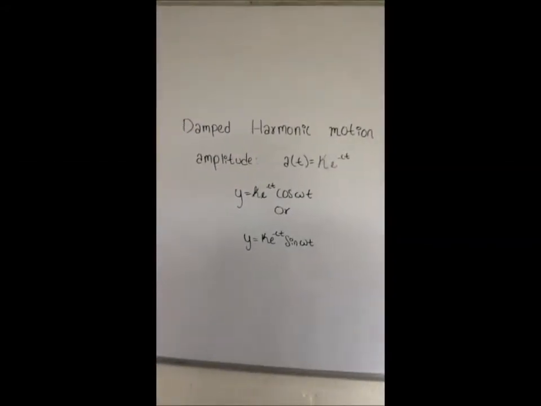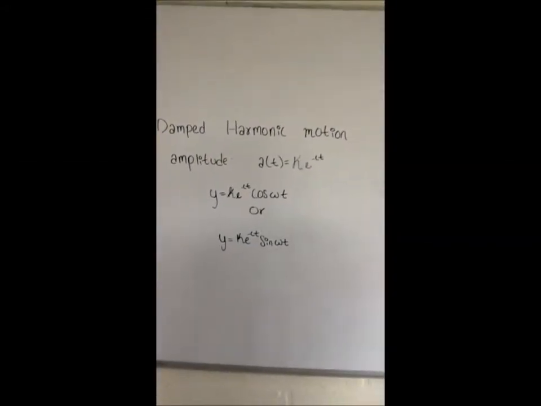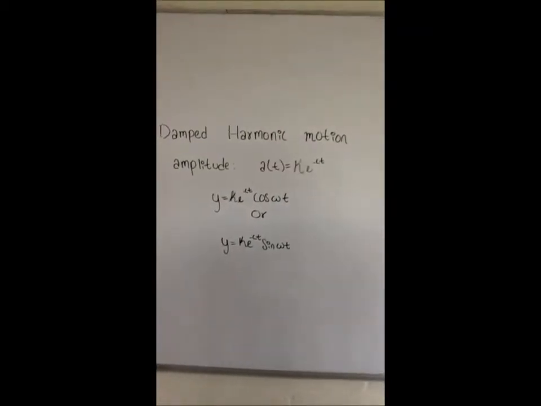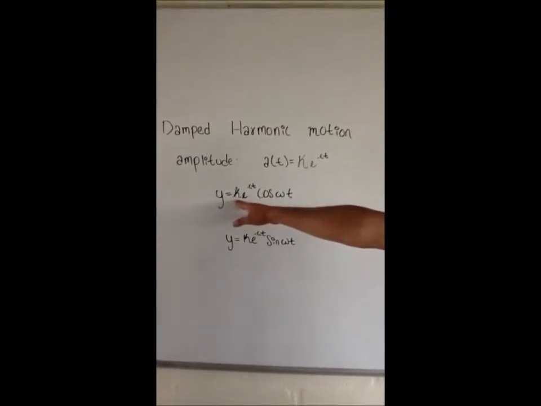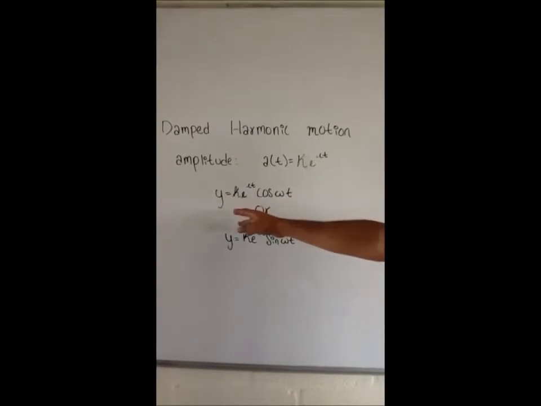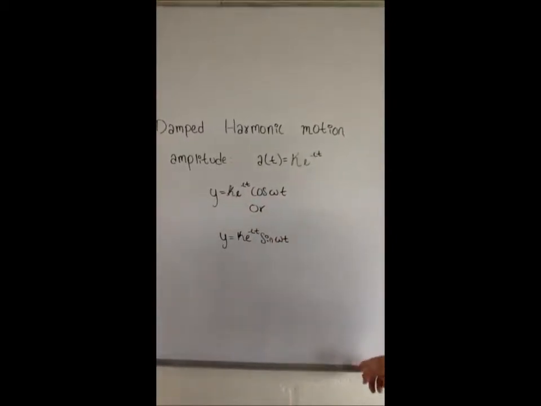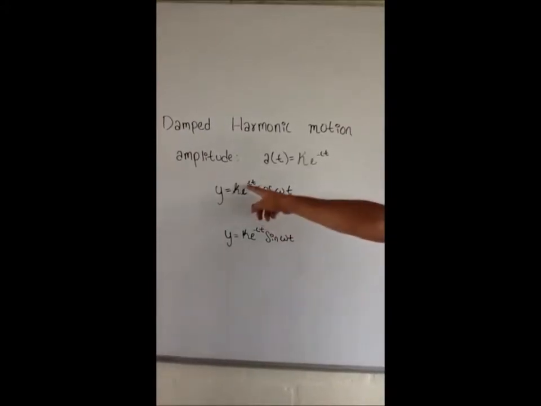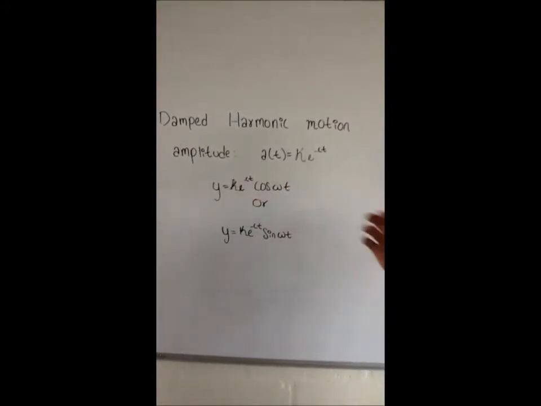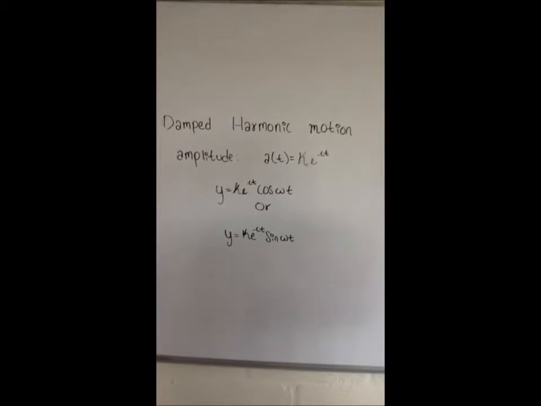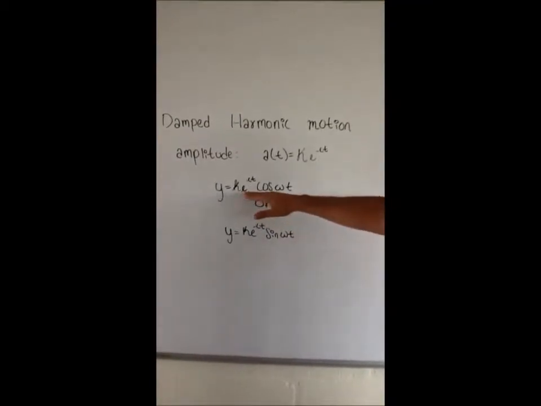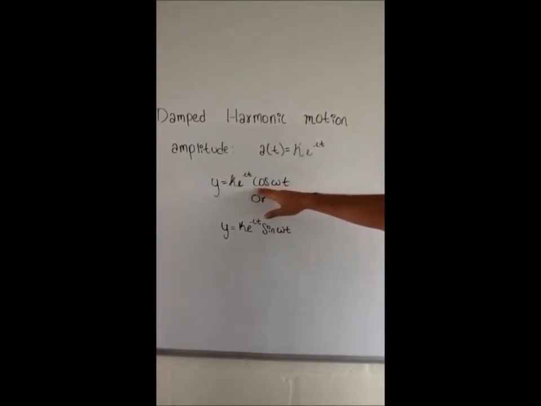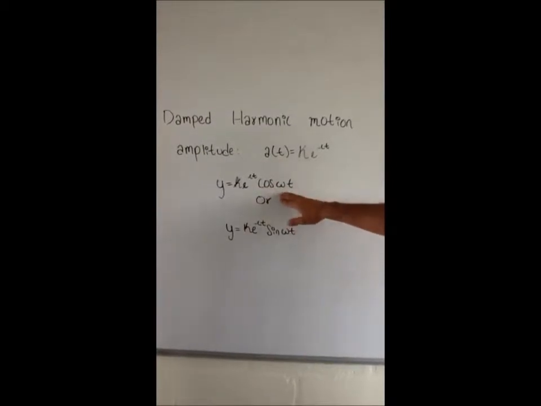In the equation we have different variables from the damped harmonic motion. For example, k in the equation is the original amplitude, e is the same constant as used in logarithmic equations or functions, c is the damping constant, t is time, we use the trigonometric ratio, omega is the horizontal stretch, and t is time.